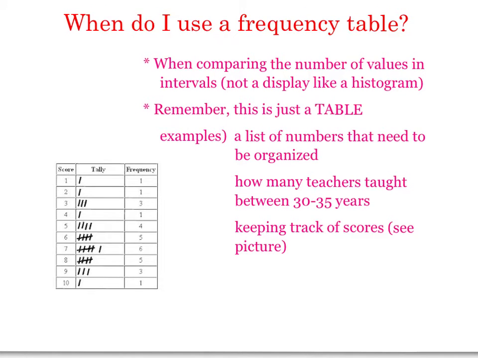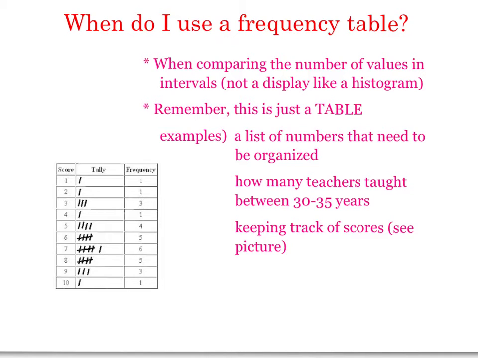When do I use a frequency table? A frequency table is used when you're comparing the number of values in intervals, kind of like a histogram, except this time, if it says table, then this is the one that you want to use. Remember, this is just a table, not a display.